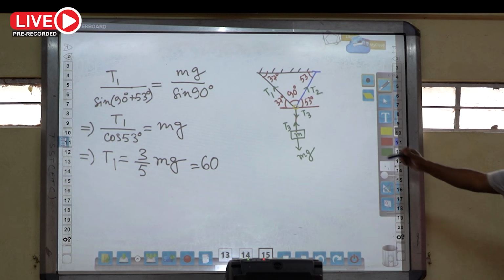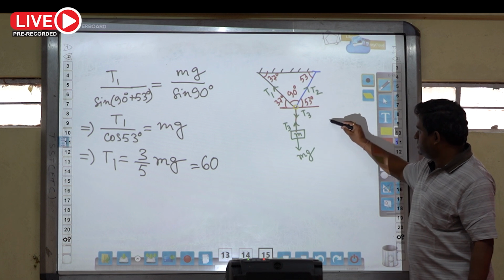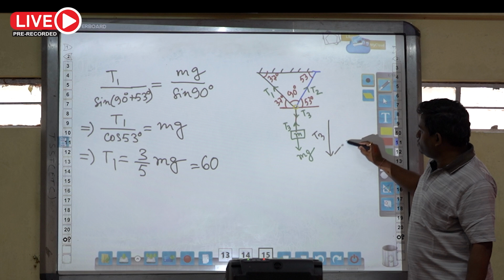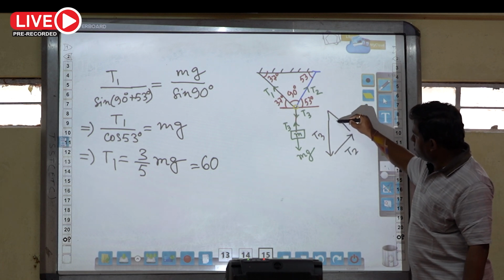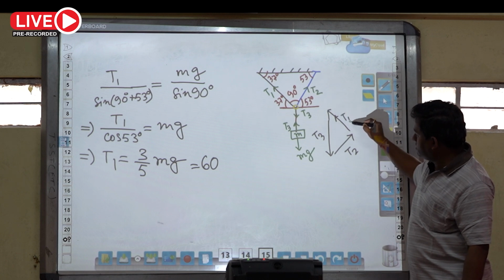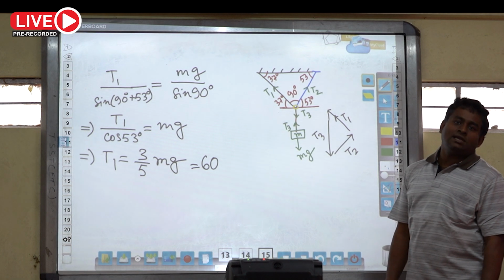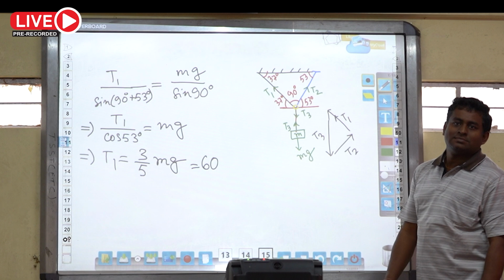Because if you shift the vector parallel to itself, this T3 brought here, T2 brought here, T1 brought here. So this is forming a triangle when all sides are taken in same order. So resultant of these forces will become 0.